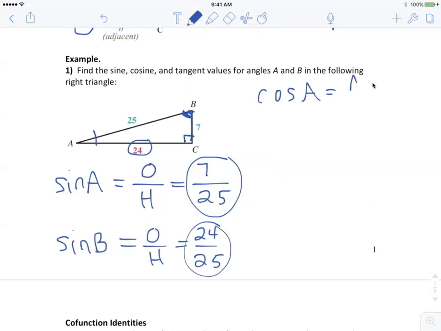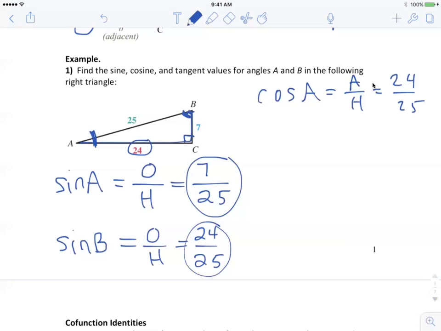Cosine is adjacent over hypotenuse. So adjacent here, the A is adjacent of angle A. I know a lot of A's here, but we have angle A, and then I'm using A for adjacent. Hope that's not too confusing. So if I'm talking about back to this angle, what side is adjacent to that? It's this side, the 24. And then the hypotenuse we already know is 25.